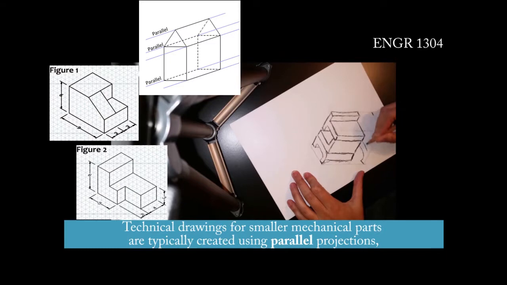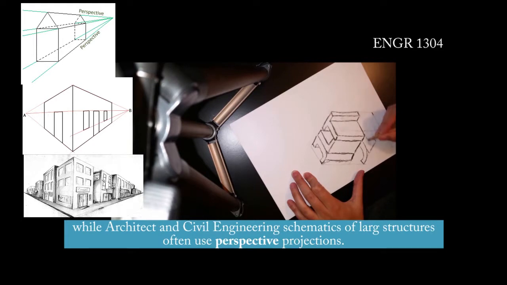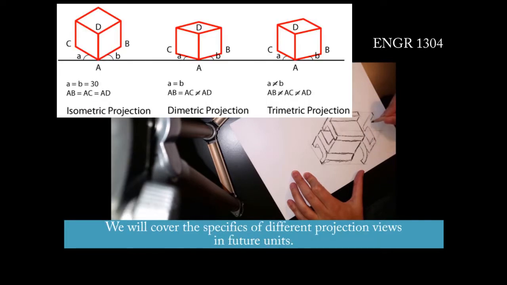Technical drawings for smaller mechanical parts are typically created using parallel projections, while architect and civil engineering schematics of large structures often use perspective projections. We will cover the specifics of different projection views in future units.